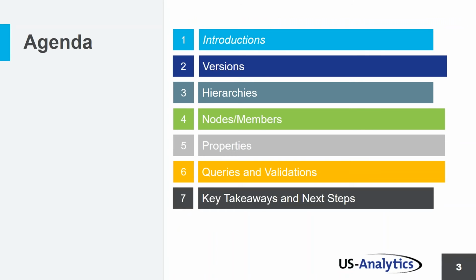So what we're going to do is break it down into the versions, hierarchies, nodes, members, properties, queries, validations, all basic components of DRM. We're going to go through each one of them and talk about what we normally are seeing that isn't so good, and point out the things that are really best practice and that you should be following.